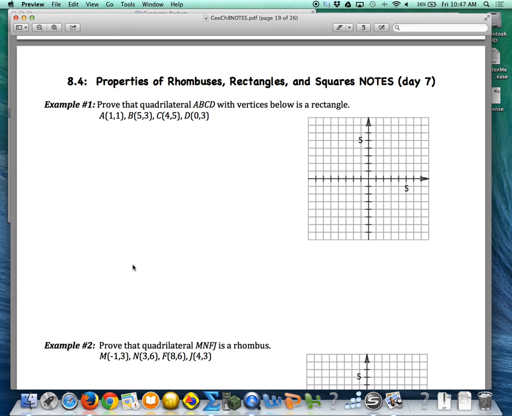Okay, so here's what we're doing today. We're going to do two types of problems. They're all going to involve coordinate proofs. So the first type of problem is going to say, prove that this figure is this. So in this case, the first one says, prove that quadrilateral ABCD is a rectangle.